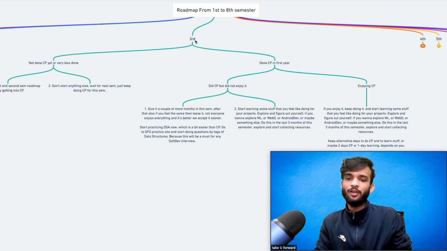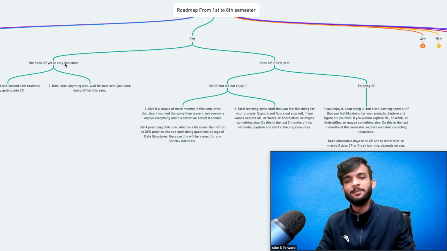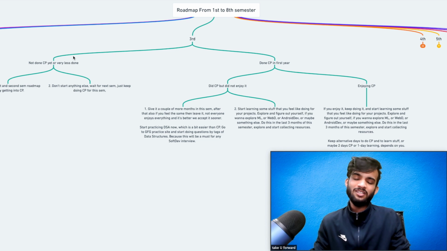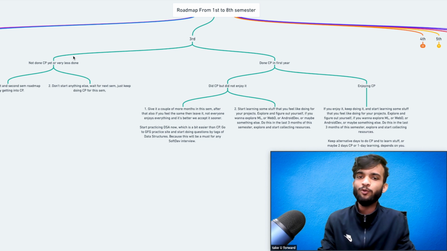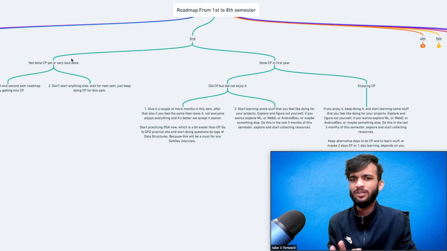Let's talk about the roadmap in the third semester. Let's assume you have not done CP, or you have done very little CP till now. Then you need to follow the first semester and second semester roadmap. Now you might think, how will I do both those semesters' roadmaps in one sem? Now realize your age would have grown up when you are in third semester, so your brain will become much more mature. So it'll take less time to cover those things.